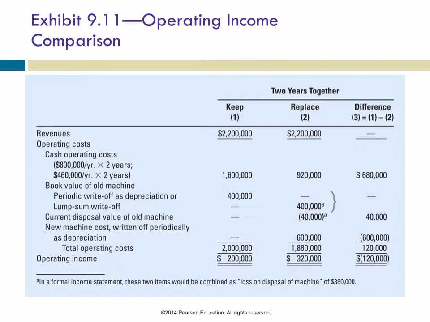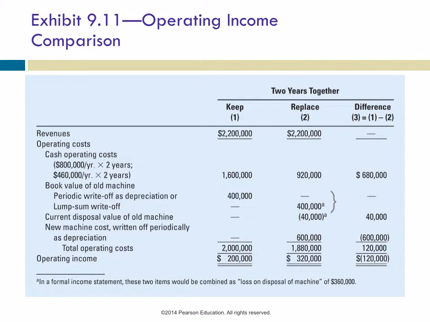We are showing a lump sum or periodic write-off for depreciation. That is not something that we care about as relevant information, because basically that is going to net itself out with the lump sum write-off from the replacement section there. So you see that that carries over to the relevant area as 0.